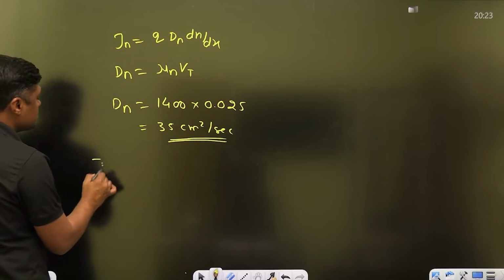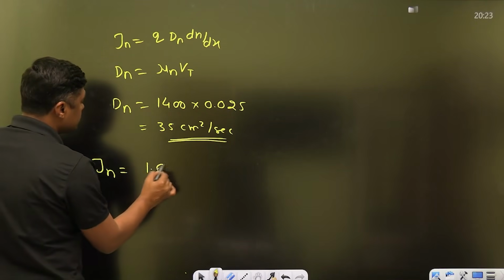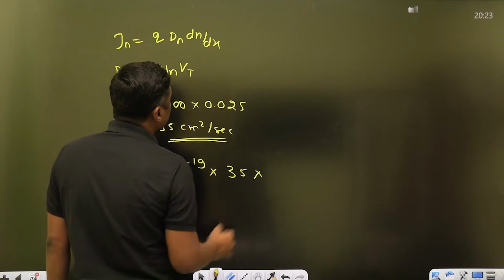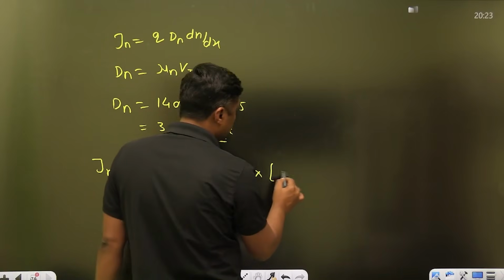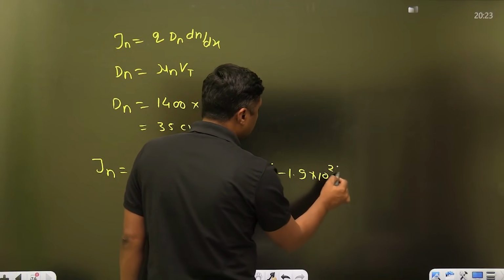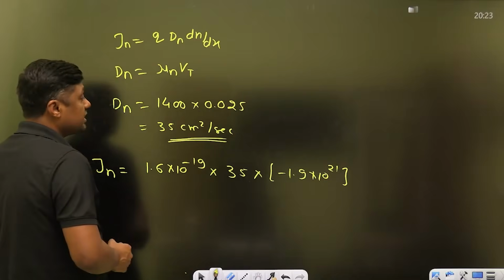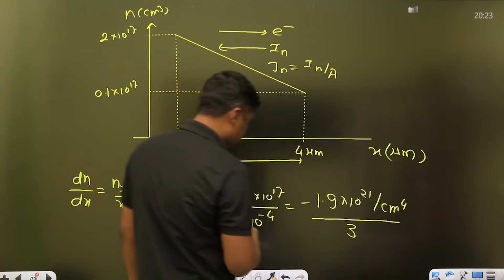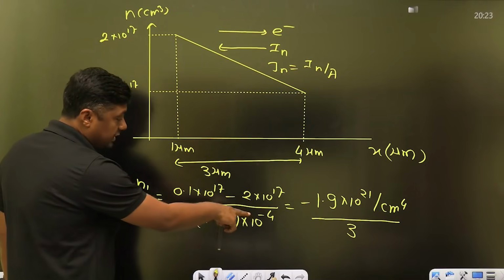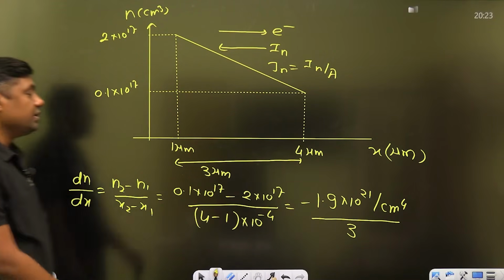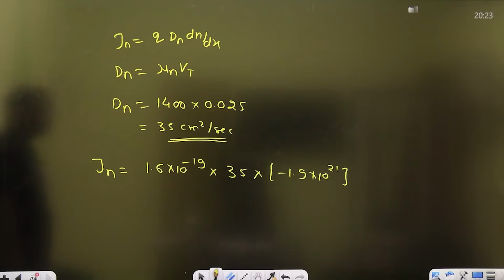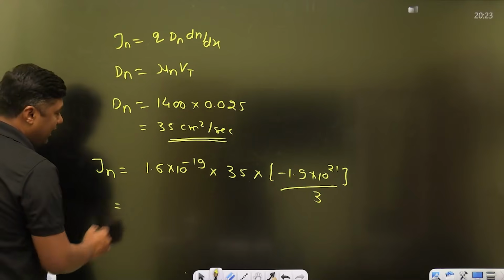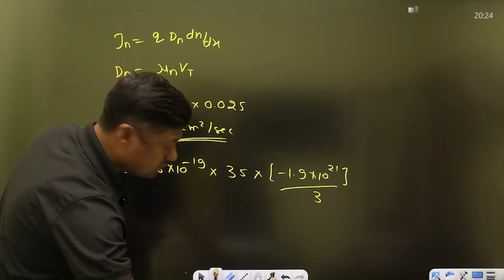So what is Jn equal to? 1.6 into 10 raised to power minus 19, dN is 35, into dN by dx, which is minus 1.9 into 10 raised to power 21, that is the concentration gradient, upon 3, guys. Where is the 3? 4 minus 1. Sorry for that mistake. 4 minus 1, that is the 3. Already I have taken the power here, so you can put 1.9 into 10 raised to power minus 21 upon 3. Now you can calculate the value, so you will get the answer.